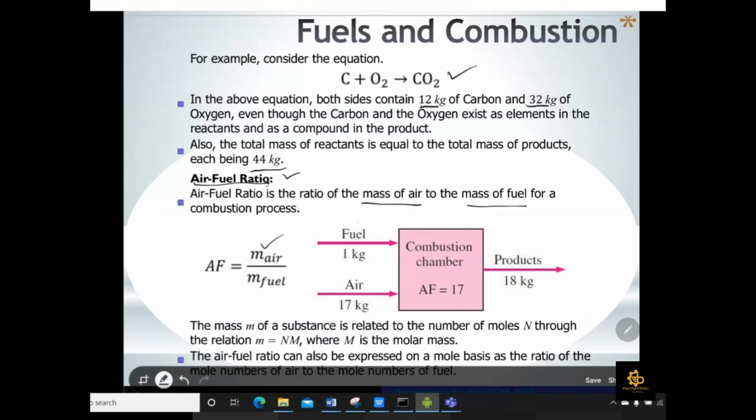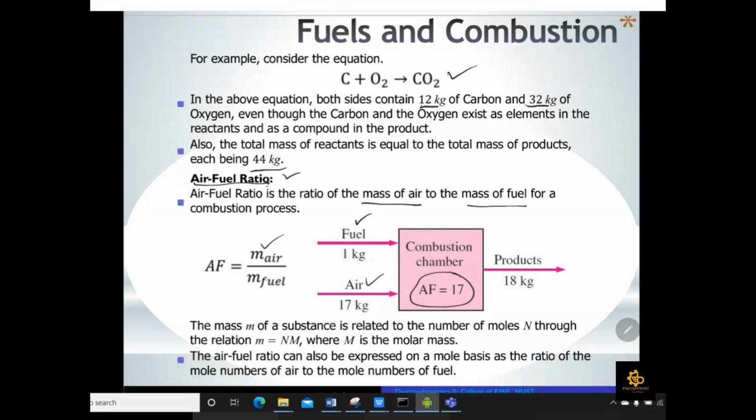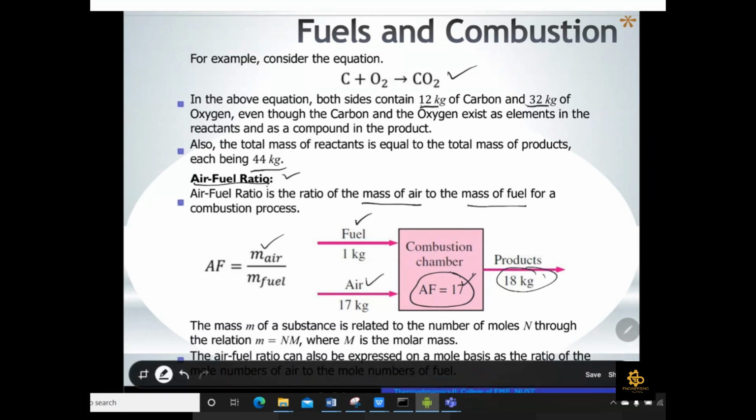So if you have 1 kg of fuel and 17 kg of air, and you react these in a combustion chamber, the air fuel ratio becomes 17 and your product is 18 kg.